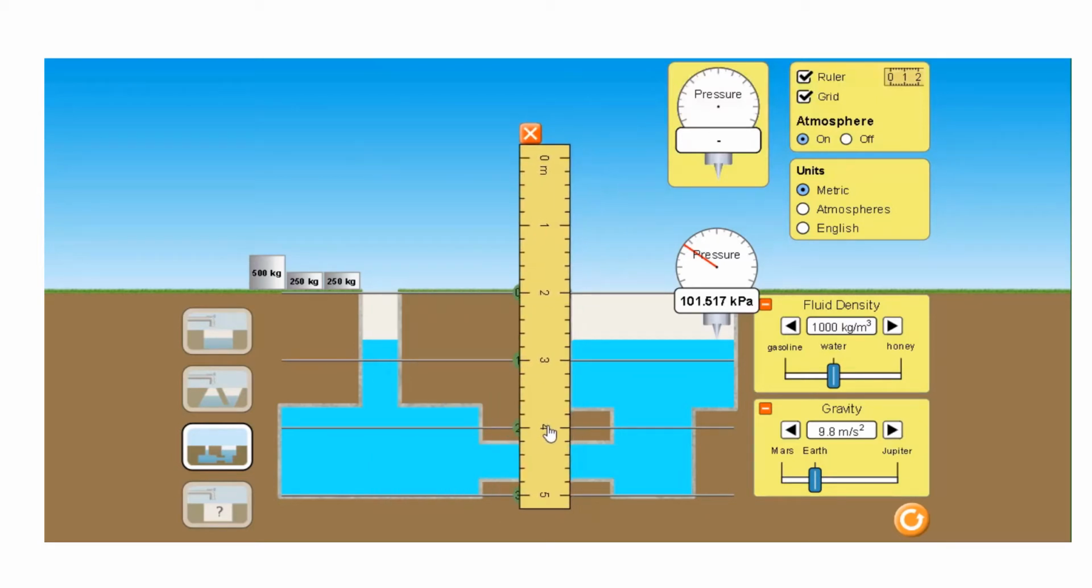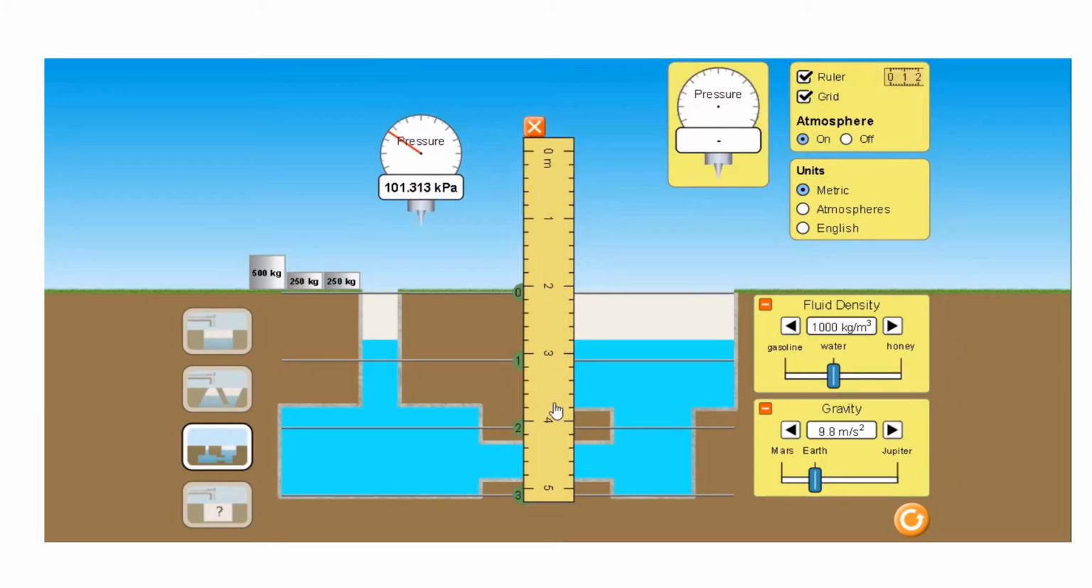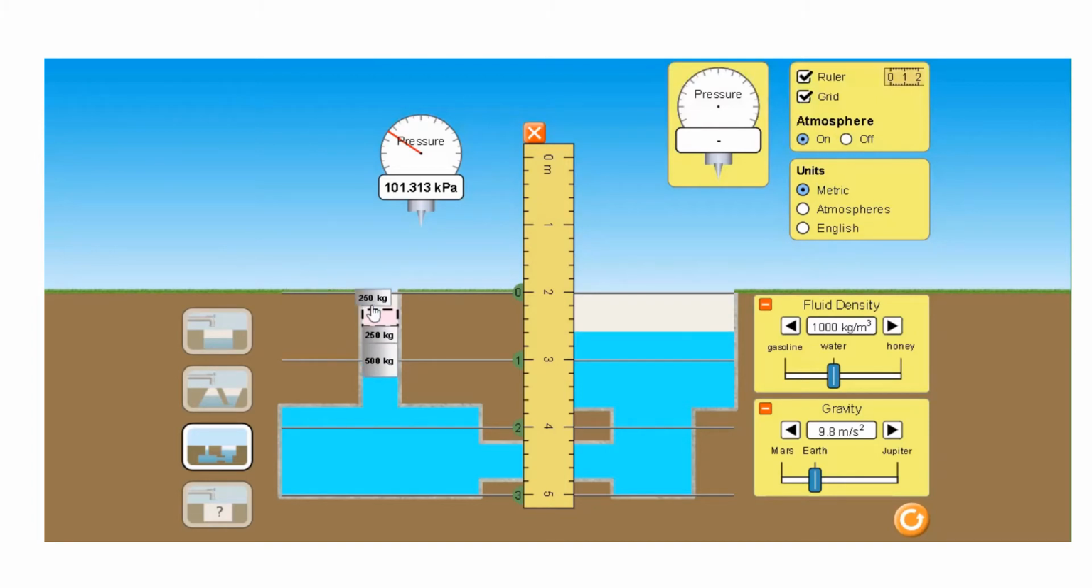And let's check the... Okay, 101 then. Yung pressure at the surface level. Okay. Now, let's try to put a mass of object in this segment.